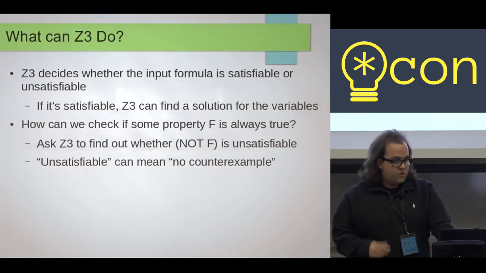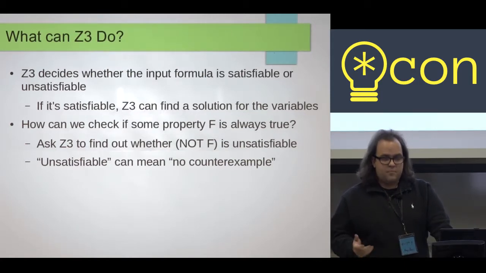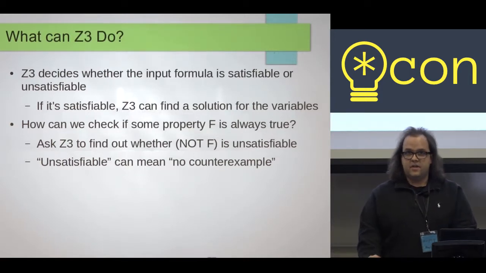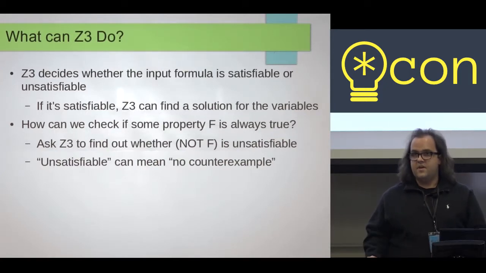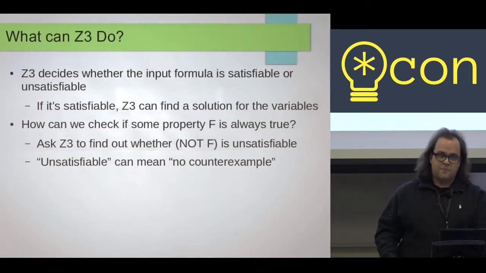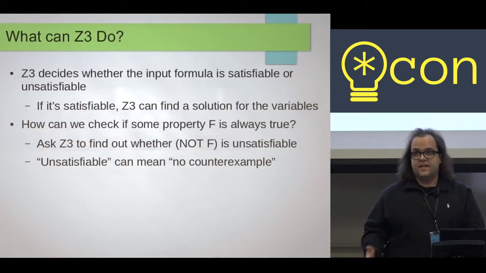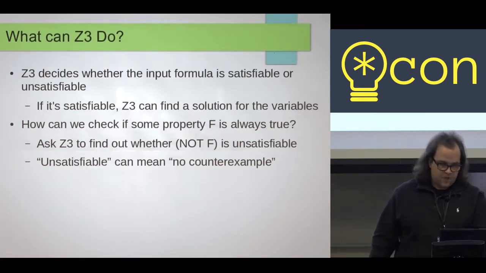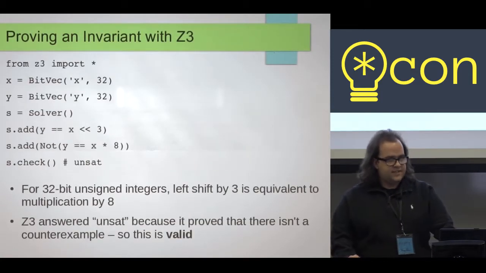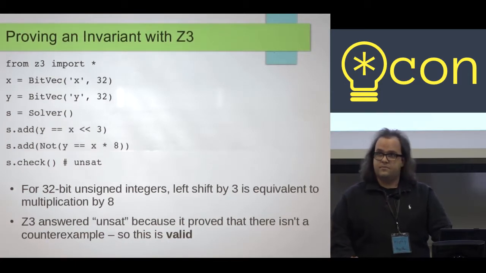As a brief note, if you want to check if a property is always true, you negate it and check unsatisfiability because, as we saw, validity and unsatisfiability are kind of the duals of each other. And in this case, if a property is unsatisfiable, it can also mean there is no counterexample. We'll see another application of this in a bit. But let's see a simple example actually of proving an invariant with Z3.